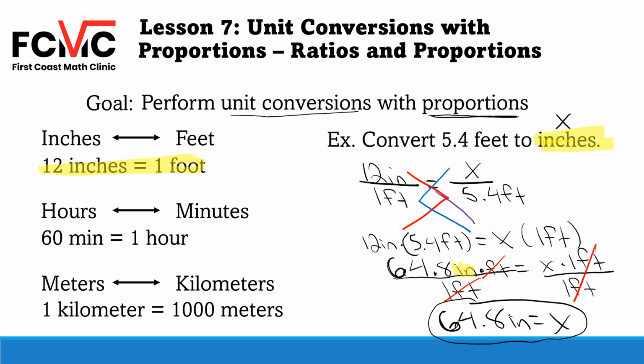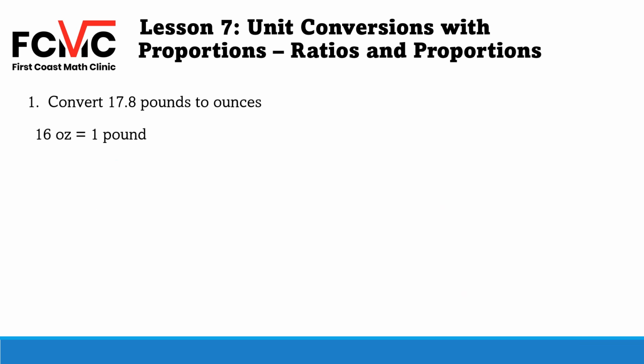So let's get into a couple additional examples where we use proportions to perform unit conversions. So number 1, we're converting 17.8 pounds to ounces, and we've got our conversion factor, 16 ounces is equal to 1 pound, and for all of our conversions we're going to be using proportions. I'm going to make another video eventually that shows you how to do all these conversions using multiplication, but for this video we're going to be using proportions.